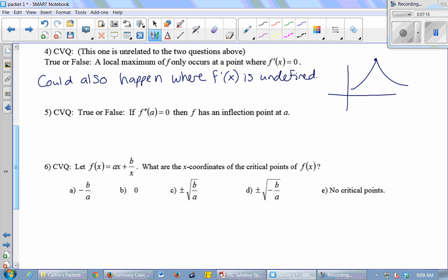Did you say true, Ed? Why did you say true? Mm-hmm. Yeah, so if f double prime is 0, you're saying that f double prime had a change in sign, right? And when the second derivative is positive, you're concave up, second derivative negative, you're concave down. So when f double prime is 0, you had to have changed from positive to negative, so there's an inflection point.